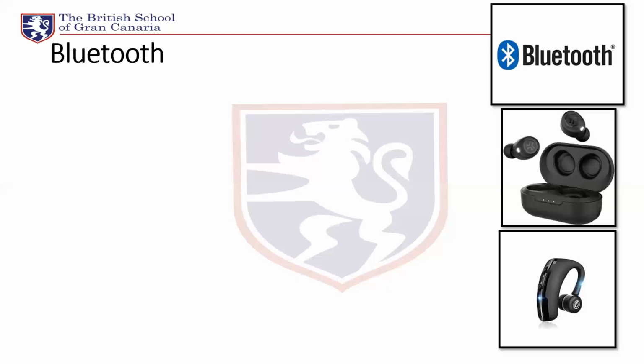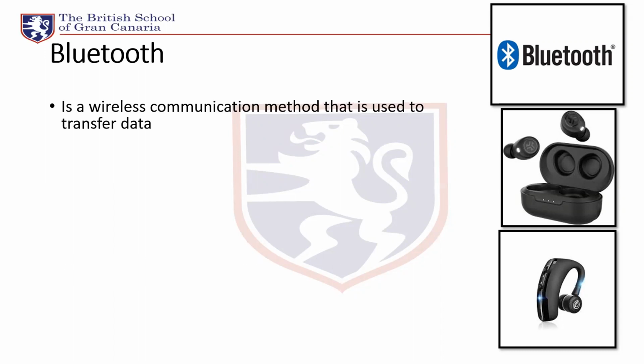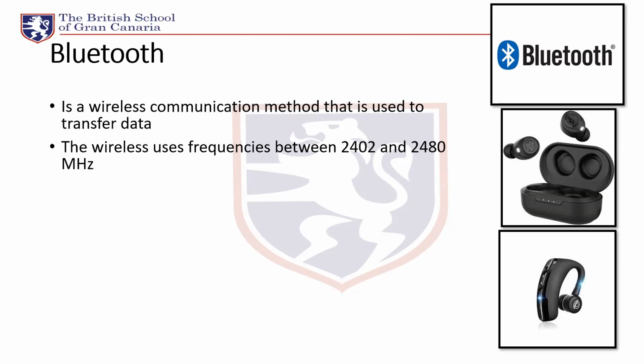Now, Bluetooth transmission. So you would be very familiar with this. Okay, just looking at the pictures there, we can see things like earbuds are very, very popular. And a lot of things now work with Bluetooth. So this is a form of wireless communication method that is also used to transfer data. So for example, you would be transferring music from your phone to your earbuds. Now this uses the frequencies, basically shortwave radio frequencies, of 2402 and 2480 megahertz.